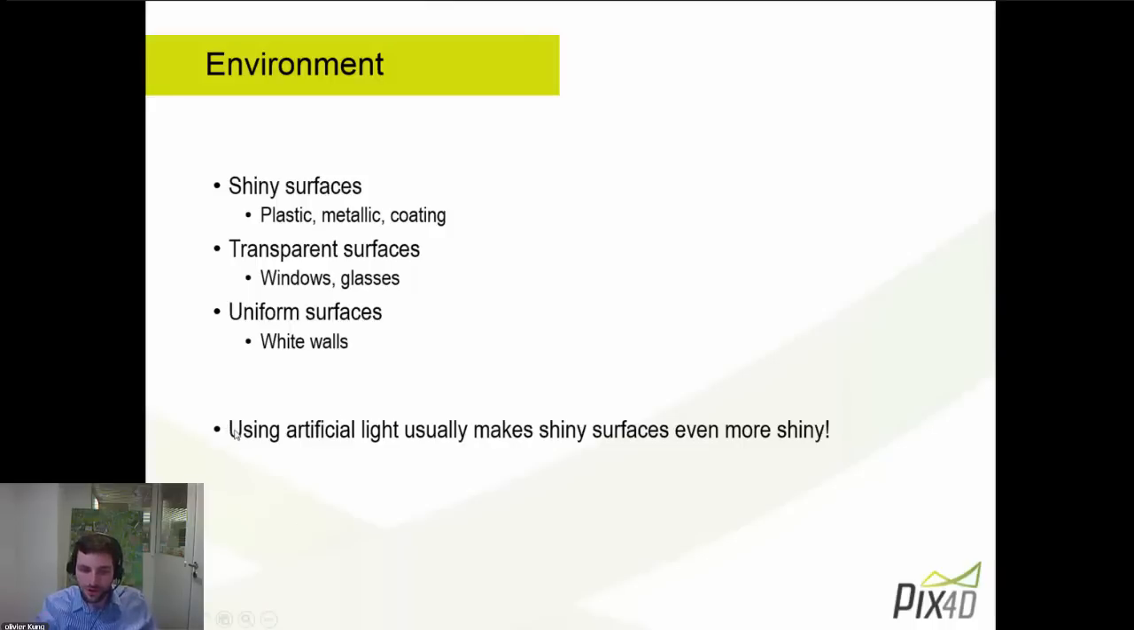Even worse, if you use artificial light like lamps and not the sunlight from outdoors, you're going to make the shiny surface even more shiny, and this makes it even more complicated. So to avoid as much shininess as possible, you should try to have a source of light which is not coming from one single lamp, but more distributed, such as windows with natural sunlight.